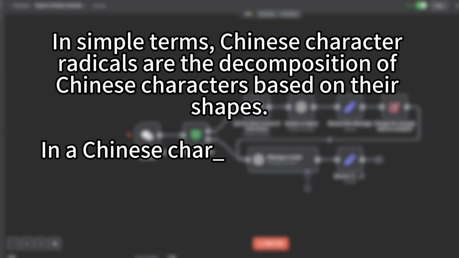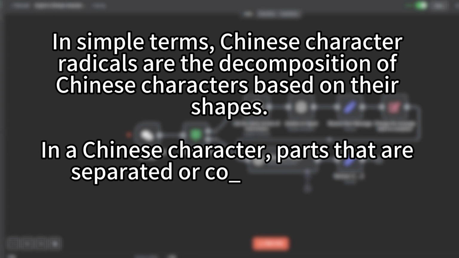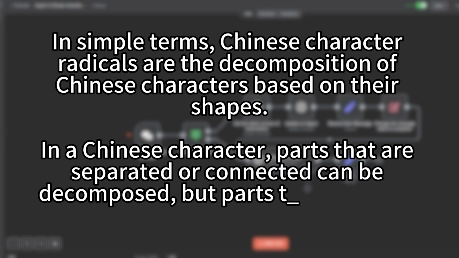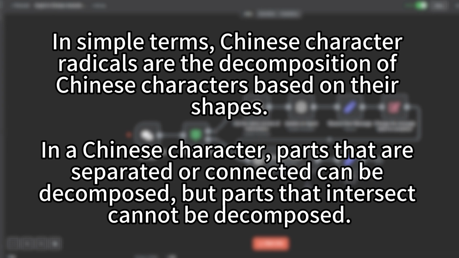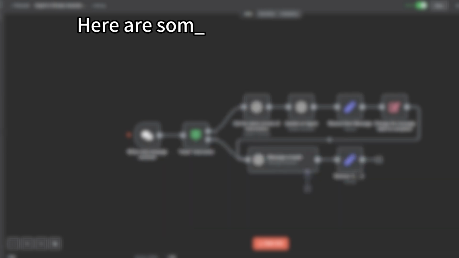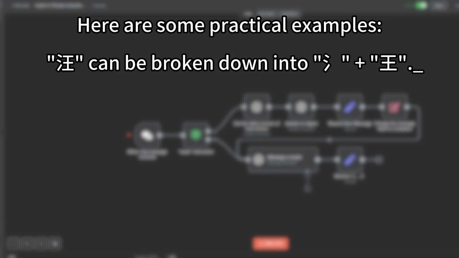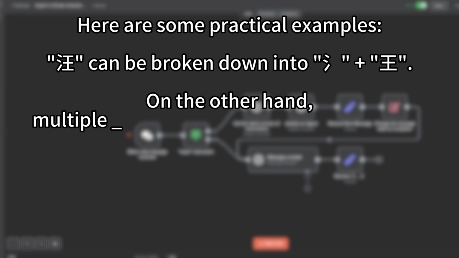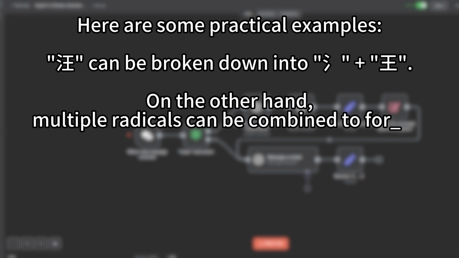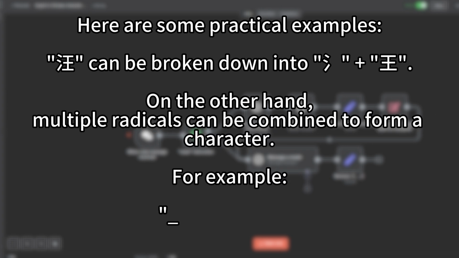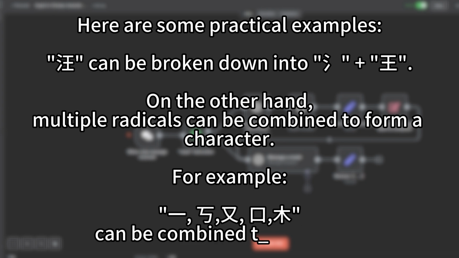In a Chinese character, parts that are separated or connected can be decomposed, but parts that intersect cannot be decomposed. Here are some practical examples. One can be broken down into 水加王. On the other hand, multiple radicals can be combined to form a character. For example, 一口有口木 can be combined to form 吉.